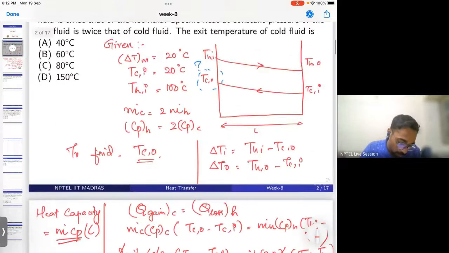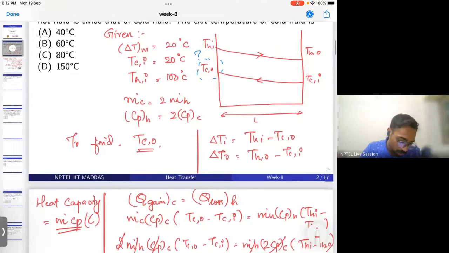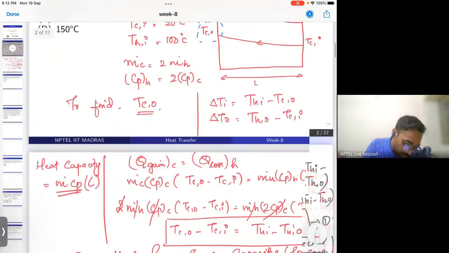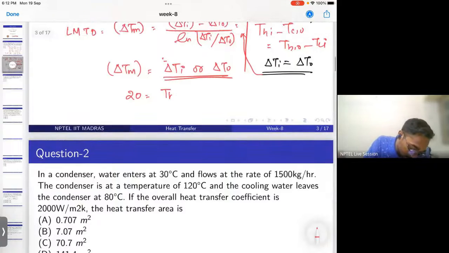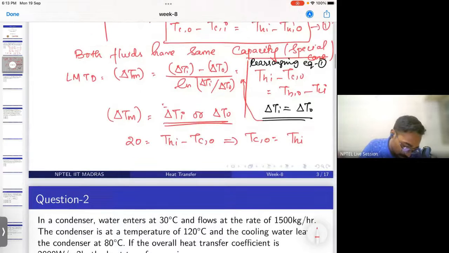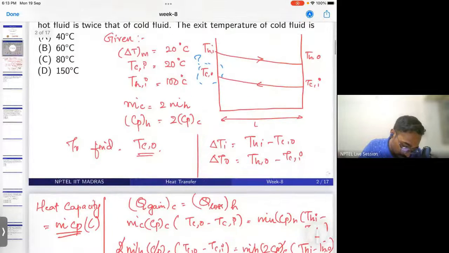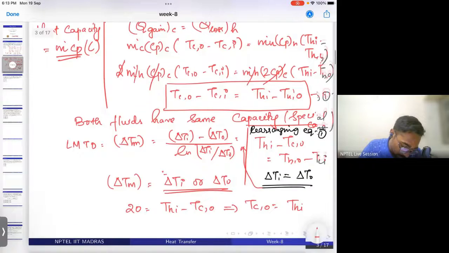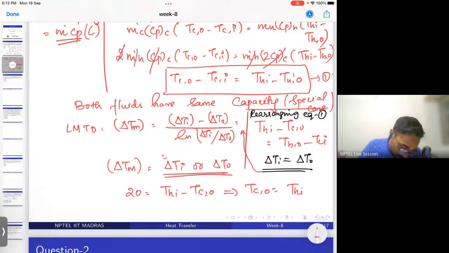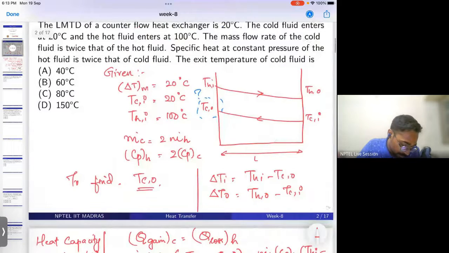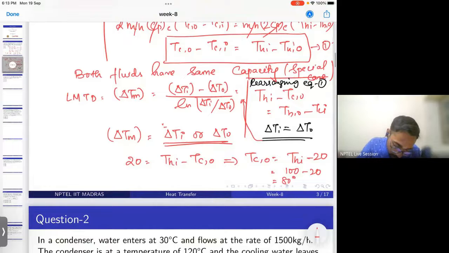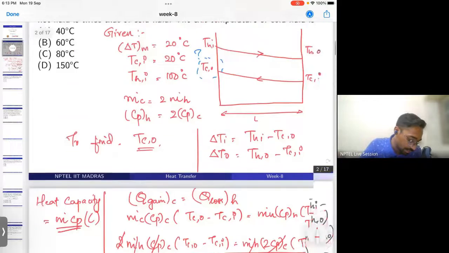So here we are asked to find out Tco. We will write 20 is equal to delta, that is Thi minus Tco. So Tco is equal to Thi minus 20. What is Thi? That is 100, it is already given, minus 20, which is 80 degrees Celsius. So the answer to this question is 80 degrees Celsius.